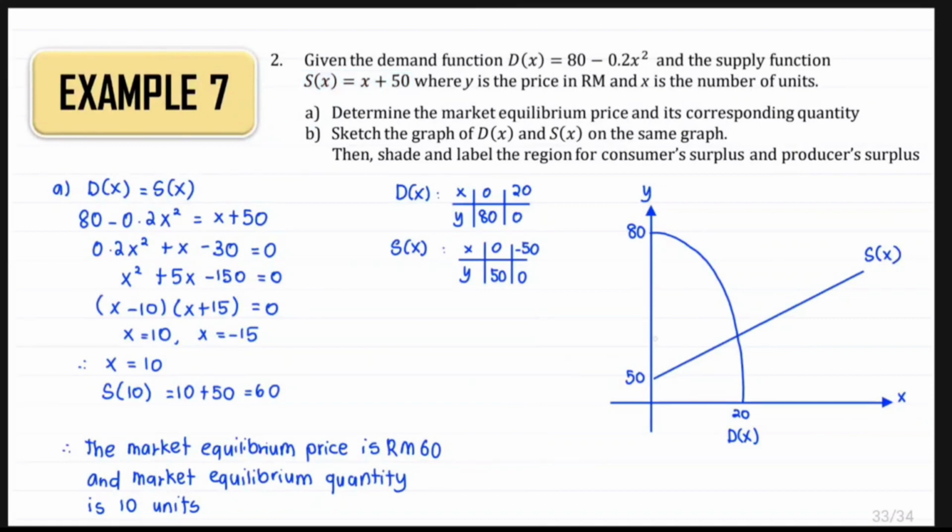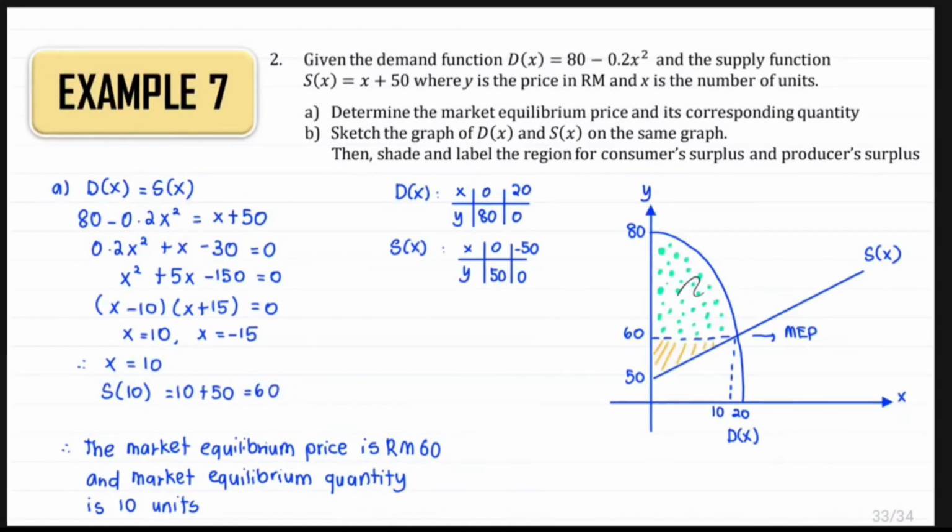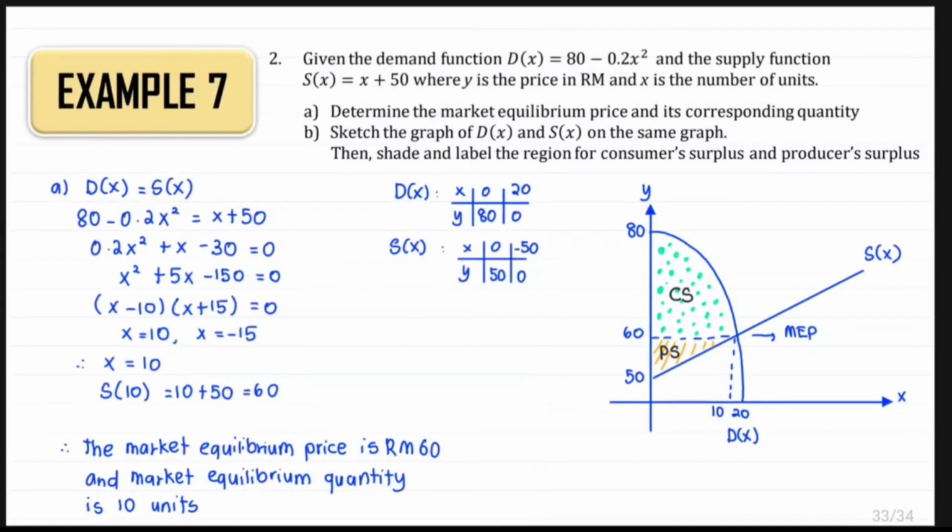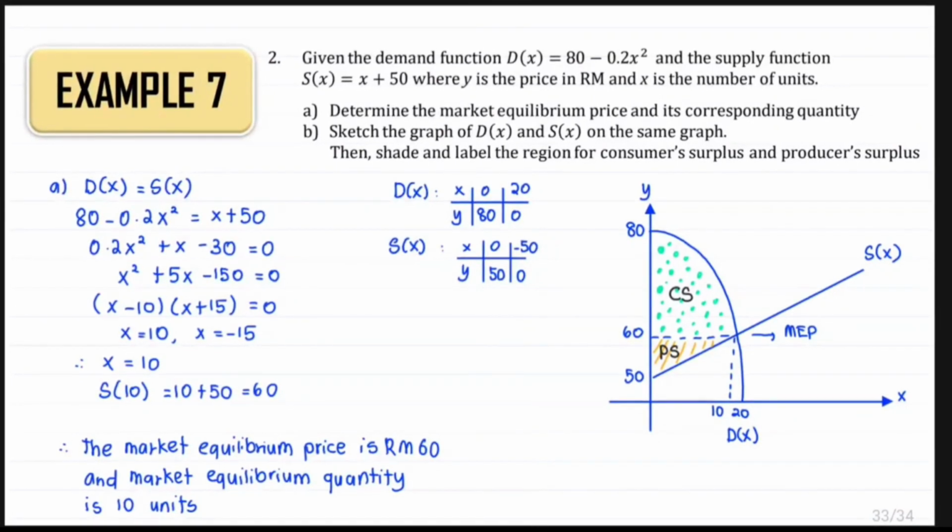Then we have the market equilibrium point here, with point 60 for y and 10 for x. Then we shade and label the consumer surplus and producer surplus. Then we label this one as consumer surplus and this one producer surplus. Okay, that's all. We finished chapter 3.